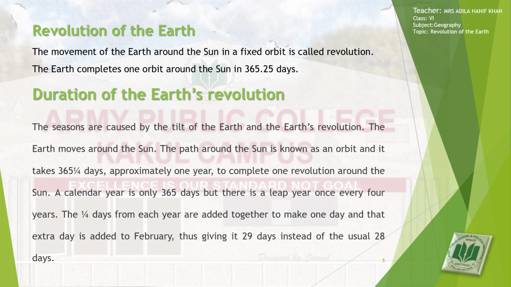A calendar year is only 365 days, but there is a leap year once every 4 years. Students, the 1/4 days from each year are added together to make one day, and that extra day is added to February, thus giving it 29 days instead of the usual 28 days.